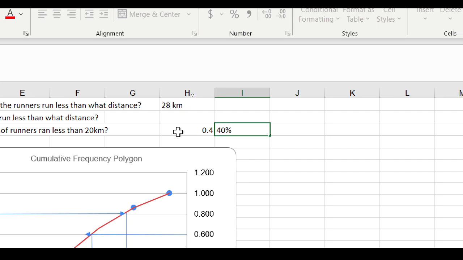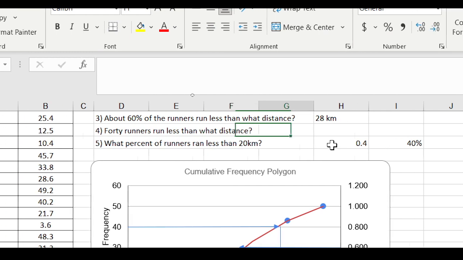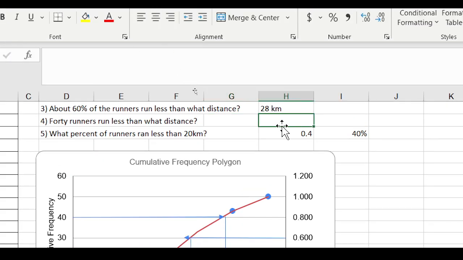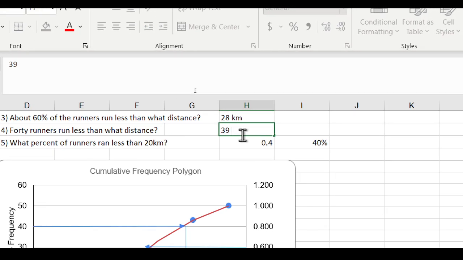So 40% of runners run less than 20 kilometers. And going back to the last question, 40 runners run less than about 38 or 39 kilometers, approximately.